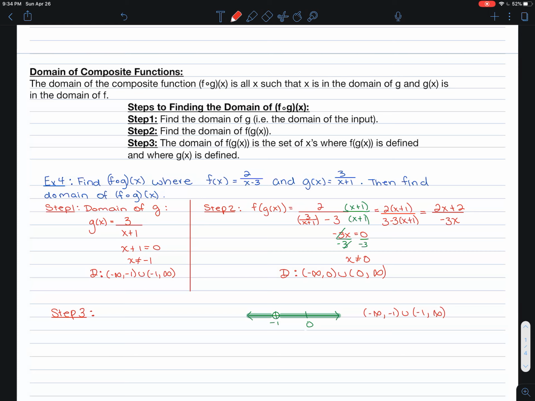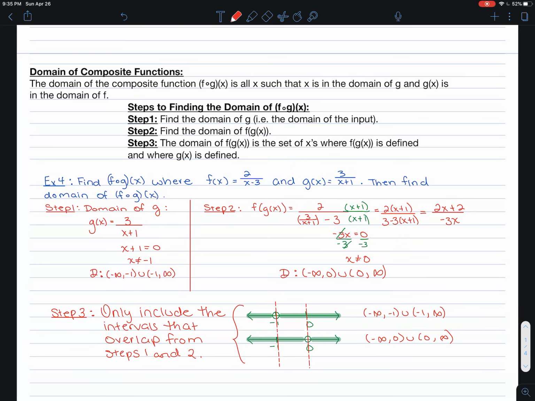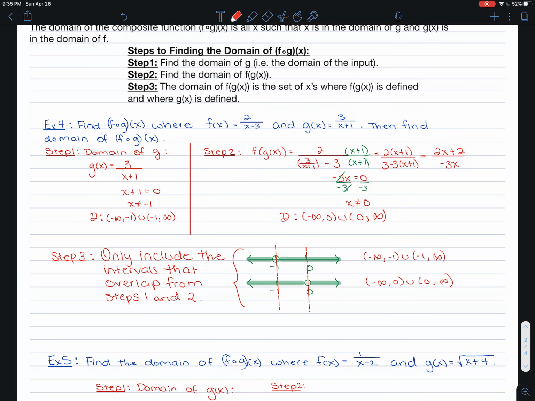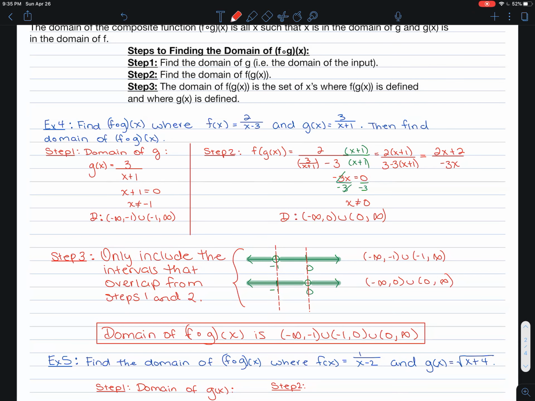So I drew my domain from step 1 on a number line, as you can see. And then I'm also going to draw my domain from step 2 on a number line. This just helps me visualize where our answers overlap. So only include the intervals that overlap from step 1 and step 2. And that is negative infinity to negative 1. I have to stop at negative 1 since for the g function, negative 1 is not included. Union negative 1 to 0, since for the f of g of x, 0 is not included. And then finally, union 0 to infinity.